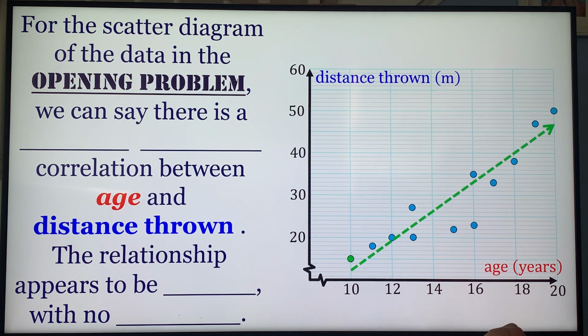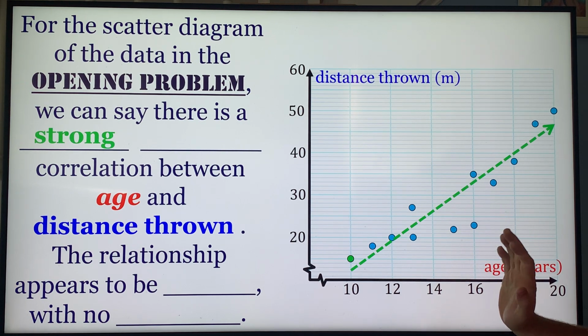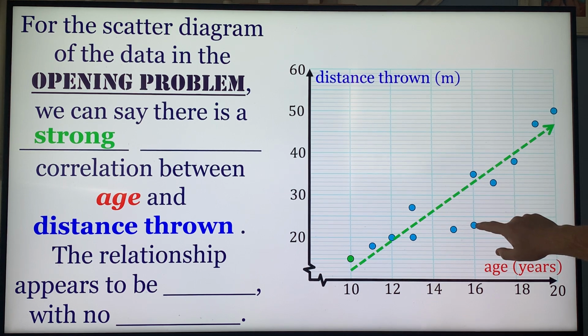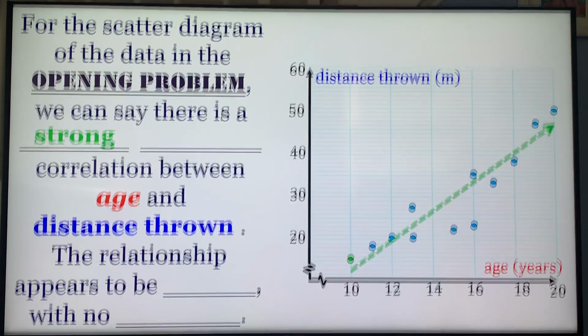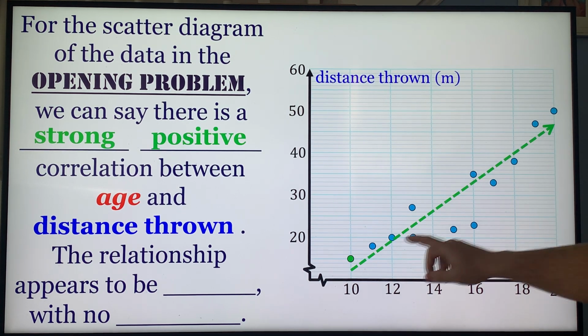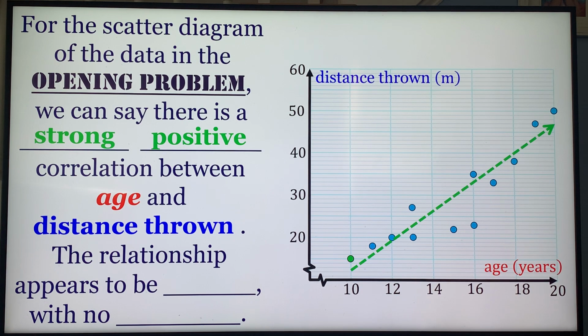If you want, you can draw your line through it. So, what do you think that is? Is it strong, moderate, or weak? Strong. Fairly close. Okay, it's kind of moderate because of this one. All right, moderate, strong, more strong. Now, positive or negative? This one's definite. Definitely positive because it increases from the left to the right.